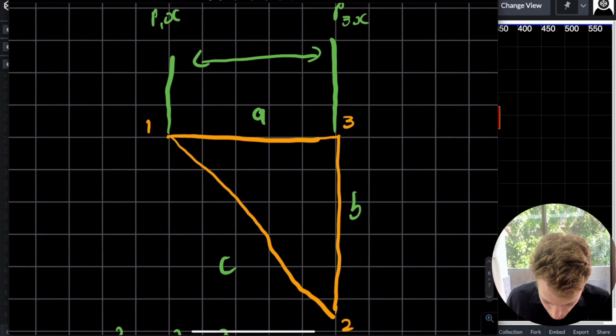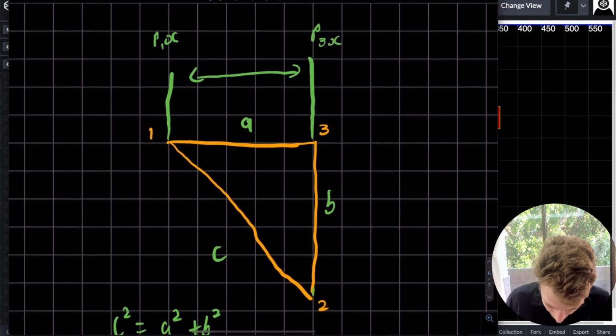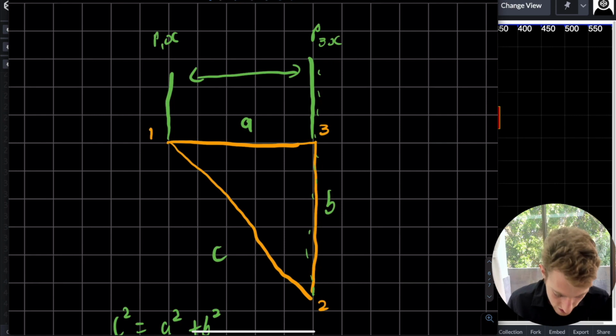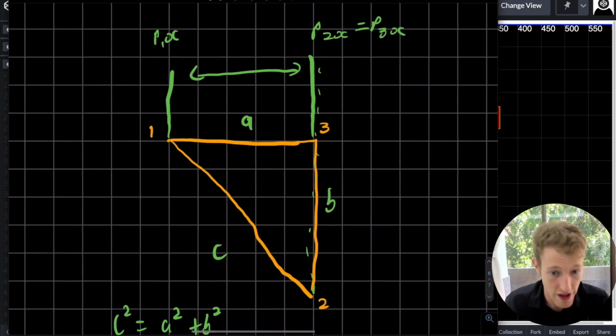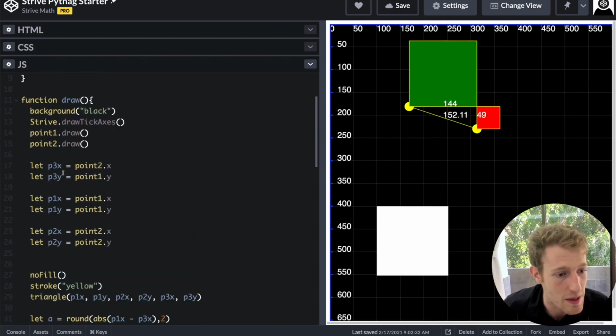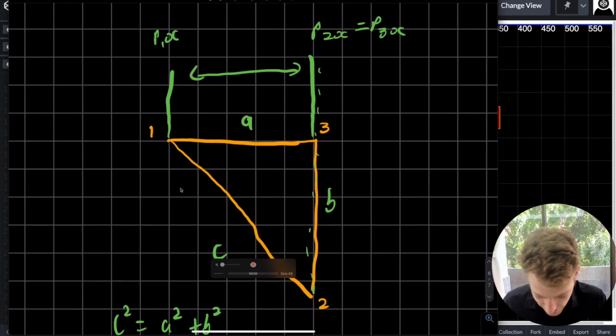But now we know that P3x is the same as P2x. Right? We're not changing our x as we move from point 2 to point 3. So this is just P2x, right? P2x is equal to P3x. We know that. We've done it in code. Let's see, P3x, P2x, okay? So we can just replace that over there.